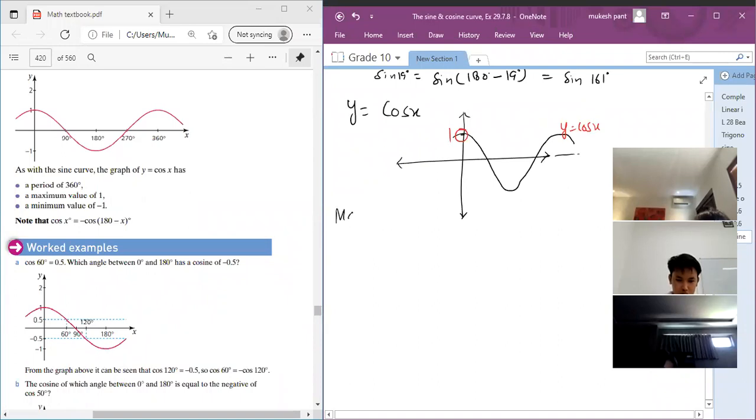Maximum value is the same, this is 1. Minimum value is -1. Its period is 360 degrees.